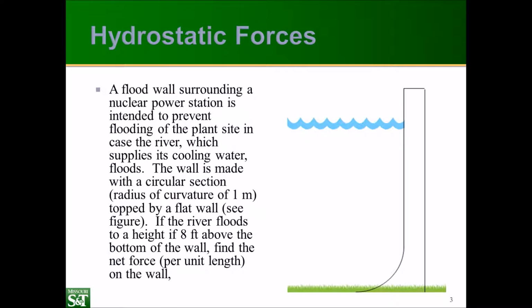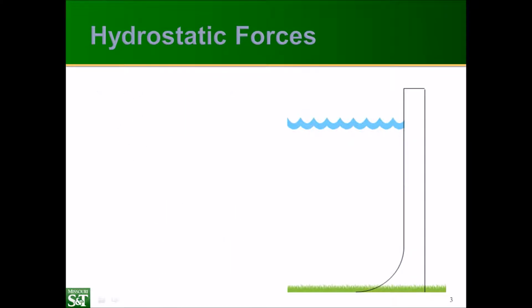So we have this flood wall. It's around a nuclear power station. We want to prevent flooding at the plant site in case the river floods. There's a circular section here at the bottom, and the radius is 1 meter, and it's topped by this flat wall.